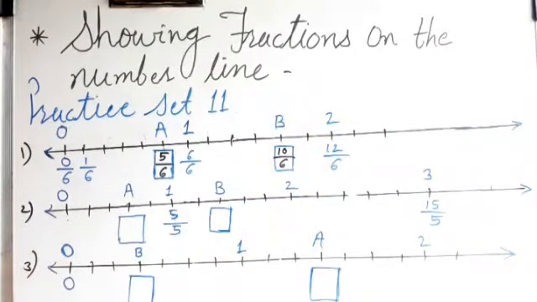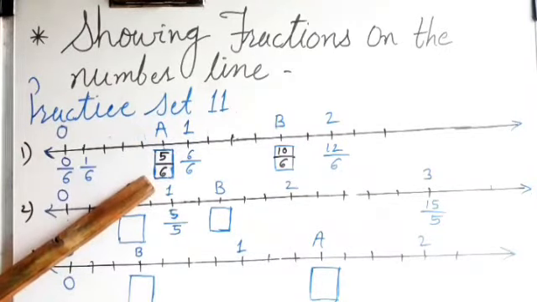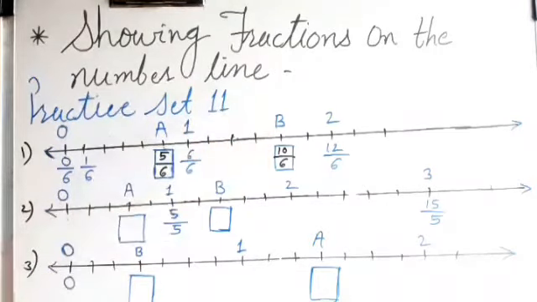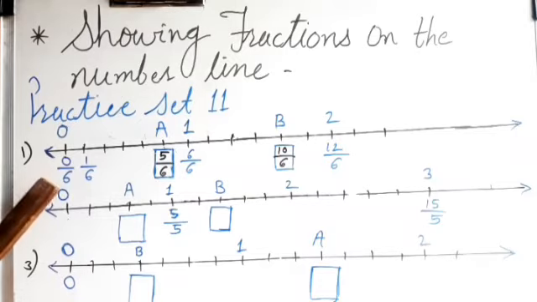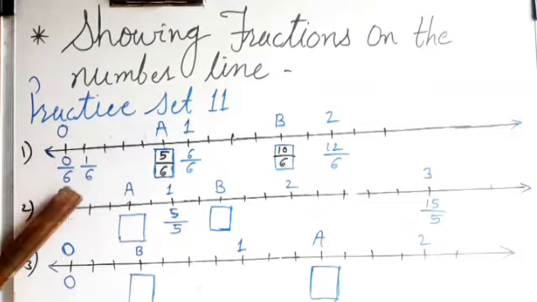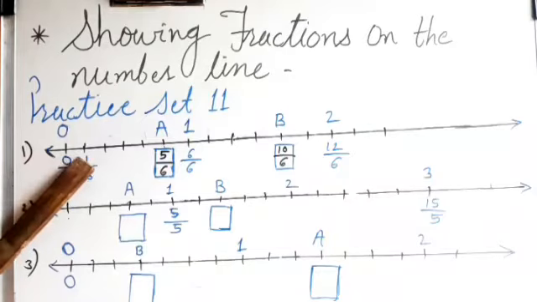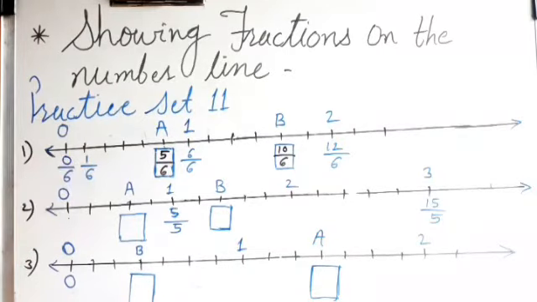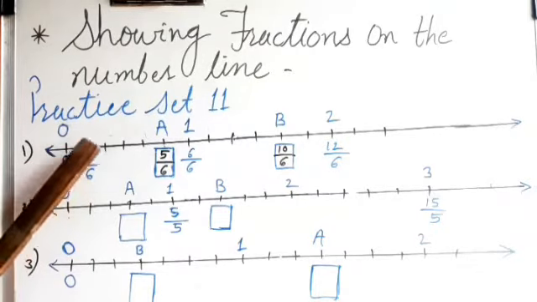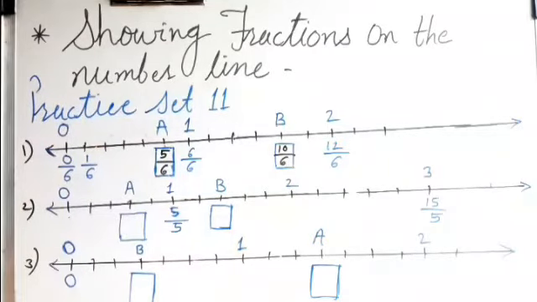So in the first example, point A shows which fraction? 5 upon 6, and point B shows 10 upon 6. Okay, is it clear to you? Nothing else is there, you only have to observe the denominators. Denominators must be equal everywhere, and the numerators will go on increasing by 1 unit: 0 upon 6, 1 upon 6, 2 upon 6, 3 upon 6, 4 upon 6, and 5 upon 6, and go on increasing this way.